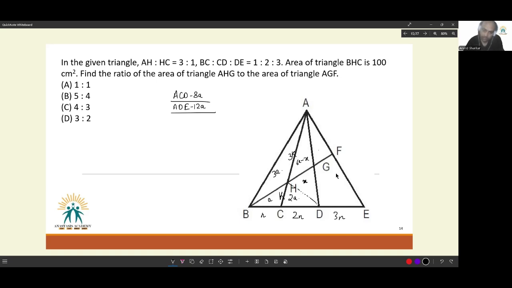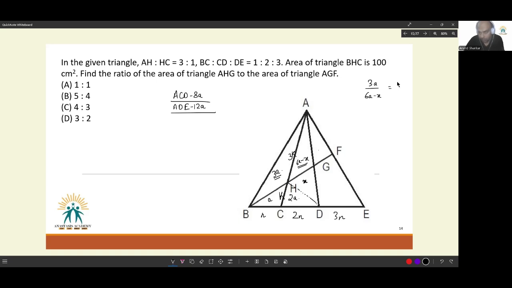Now see, for triangle ABH and triangle AHG, the ratio of areas is 3A is to 6A minus X on account of the bases being different. So 3A by 6A minus X should also be in the same ratio as BHD to DHG, because the bases are identical here also. BH and HG are the bases. We are basically finding out the ratio of BH is to HG.